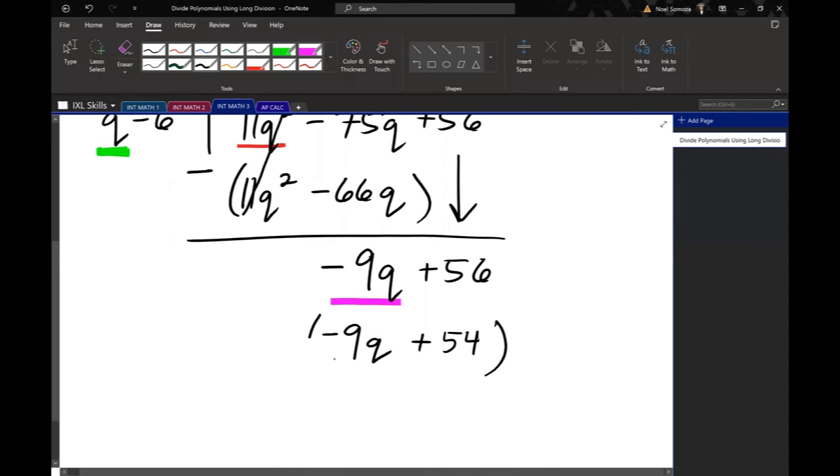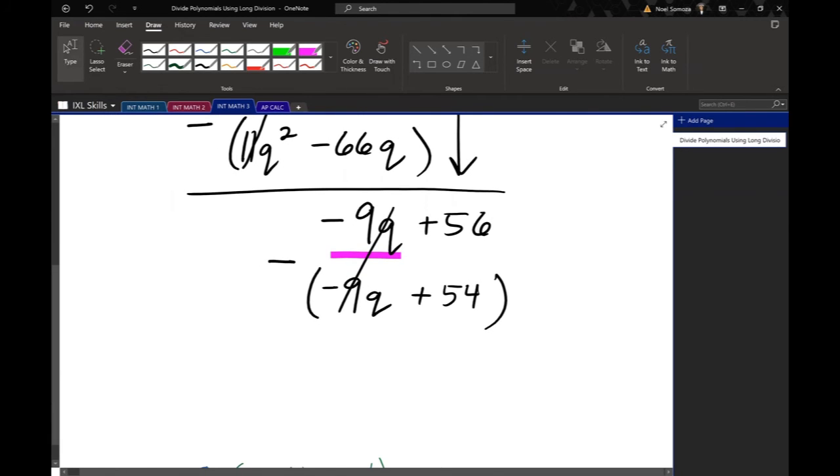Then we subtract here. So we arrive at negative 9q minus negative 9q. Negative times negative is a positive, so it's essentially negative 9q plus 9q. This reduces down to 0. But 56 minus 54 is a positive 2.